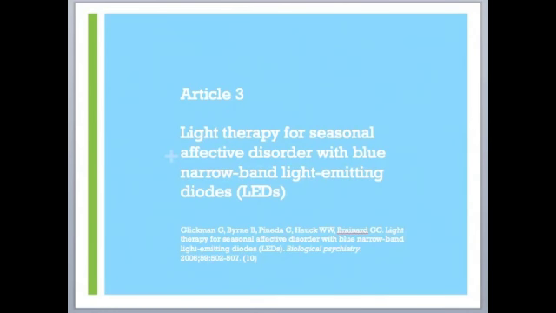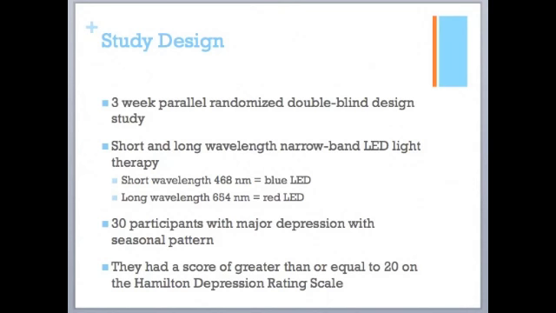The third article we will discuss is called Light Therapy for Seasonal Affective Disorder with Blue Narrowband Light-Emitting Diodes. This was a 3-week parallel randomized double-blind trial, and it used short and long wavelengths of LED lights. The short wavelengths were 468 nanometers and reflected a blue light. The long wavelengths were 654 nanometers and reflected a red light. 30 participants with major depression with seasonal pattern were participating in this trial. They had a score of greater than or equal to 20 on the Hamilton Depression Rating Scale.